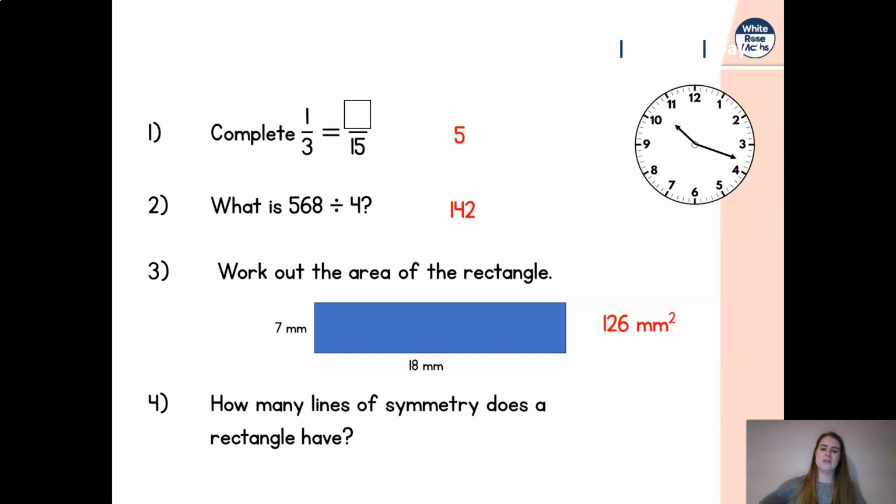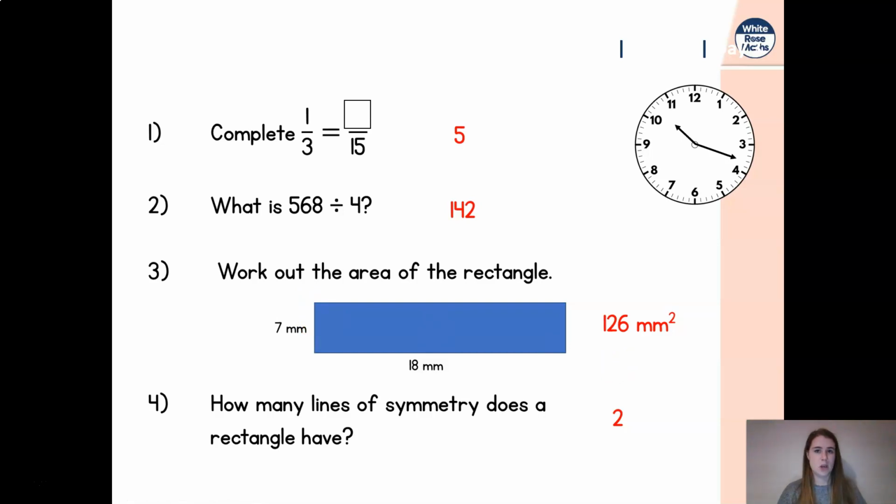Now, how many lines of symmetry does a rectangle have? So when we're looking at symmetry, think, well, how many times can I fold it exactly in half and each side be equal? And we did this one on the board just before we broke up at Christmas, and there's only 2. Okay, we know we can't have a diagonal over there, because we don't have 4 equal lengths. So well done if you got those correct.